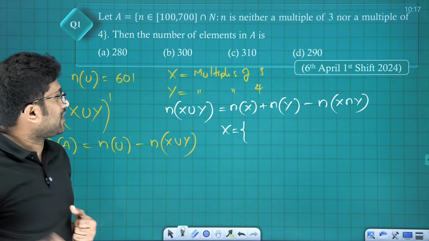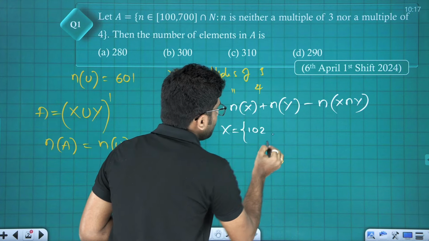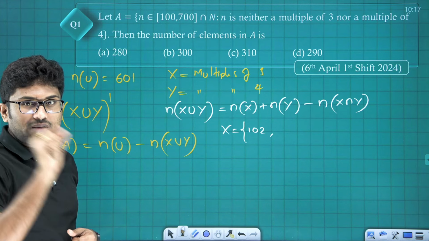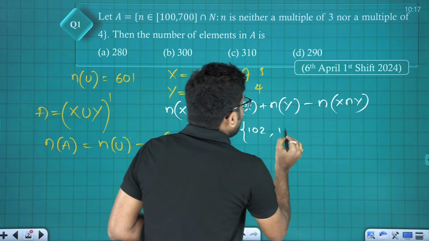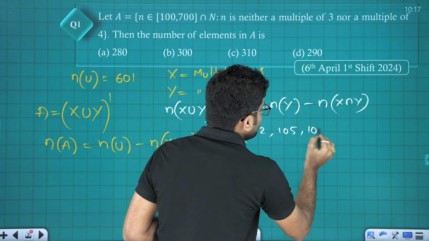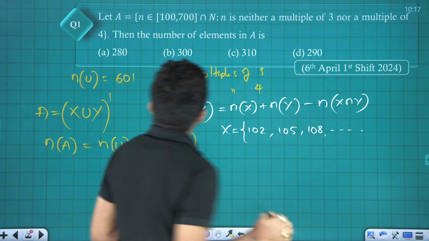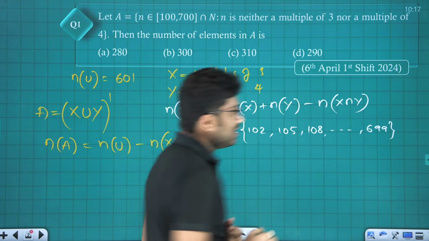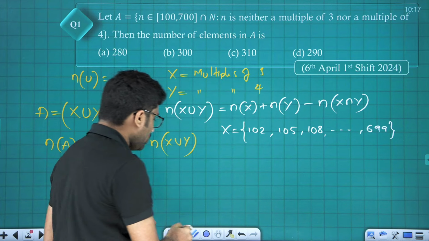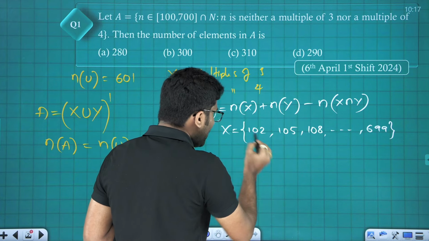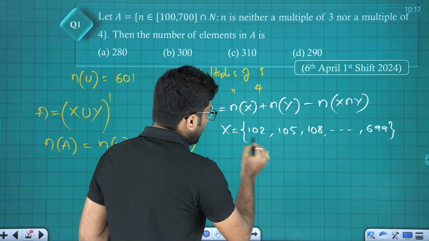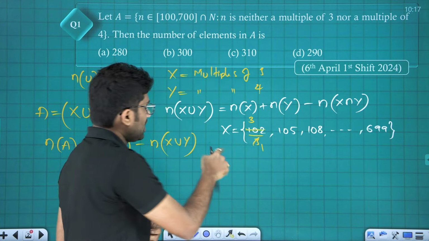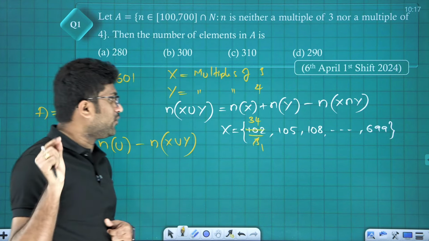So what are all the multiples of 3? Starting with 102, because 102 is the first multiple of 3 from 100: 102, 105, 108 and so on. The last multiple will be 699, which is a multiple of 3. Clear? To get how many multiples, what do we do? We just divide by 3. If you divide 102 by 3, how much do we get? 3 1s are 3, 3 3s are 9, 3 4s are 12. So 102 is the 34th element.